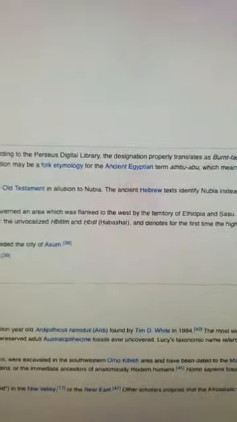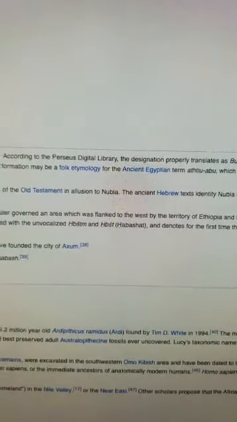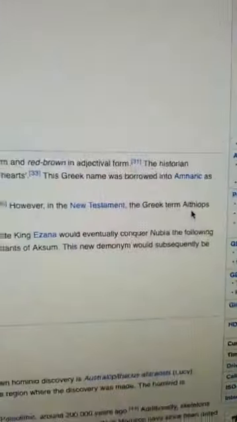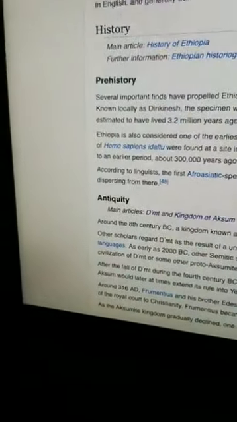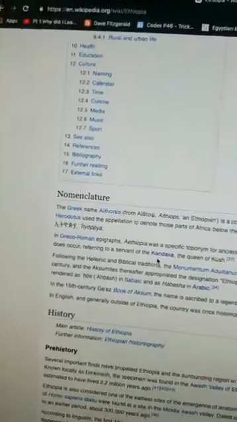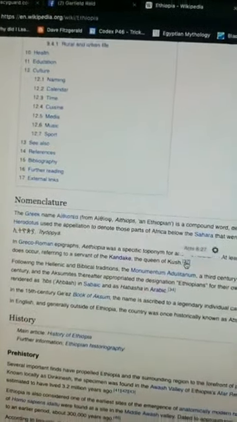What happened is when the English people started translating it into English, that's when you start finding people saying Kush is really translated as Ethiopia. Because guess what? In the New Testament, the Greek term Aethiops does occur, referring to a servant of Candace, the queen of Kush.